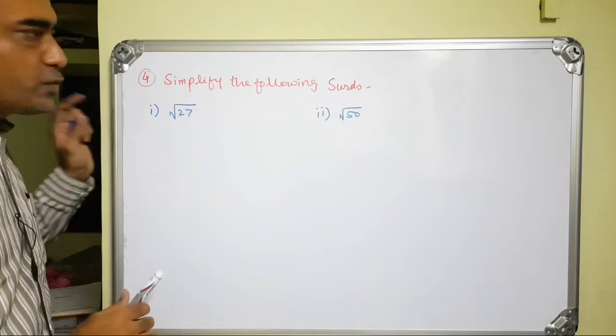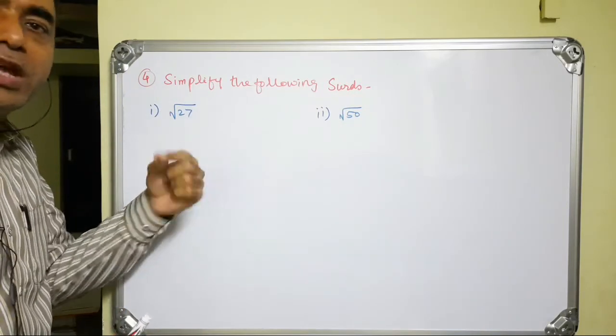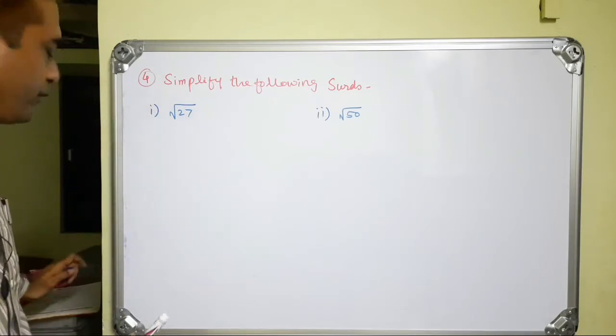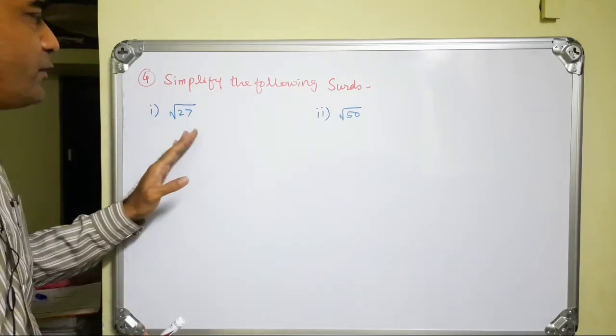Now students, first we will solve question number 4 which is related to simplifying the surds, and then we will solve question number 3 which is about like surds. We will do that later. So now simplify the following surds.